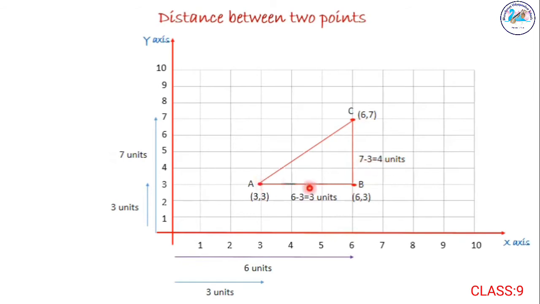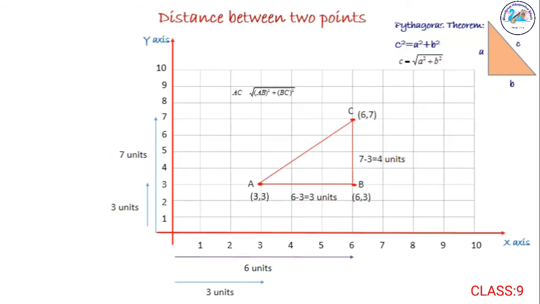Now when you see the triangle, it is a right triangle. By using Pythagoras theorem, we will be able to calculate AC. So Pythagoras theorem says that the hypotenuse C is equal to root of A square plus B square. Let's substitute it. AC is equal to root of AB square plus BC square. AB is 3, BC is 4. So 3 square is 9, 4 square is 16. That is equal to root of 25, that is equal to 5 units. So that is the length of AC.